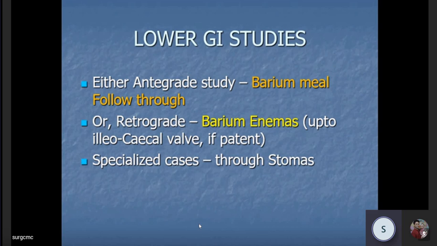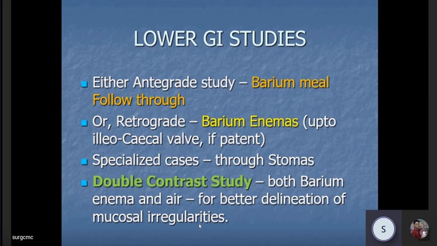Now, I was asked why it was not a colon. Now, lower GI tract, there the colonic studies can be of two types, the antegrade or retrograde. The antegrade are the barium meal follow-through, and retrogrades are the barium enemas. And special cases, of course, when we have intestinal stomas made, I mean holes made into the small or large bowel, we do it through those also.